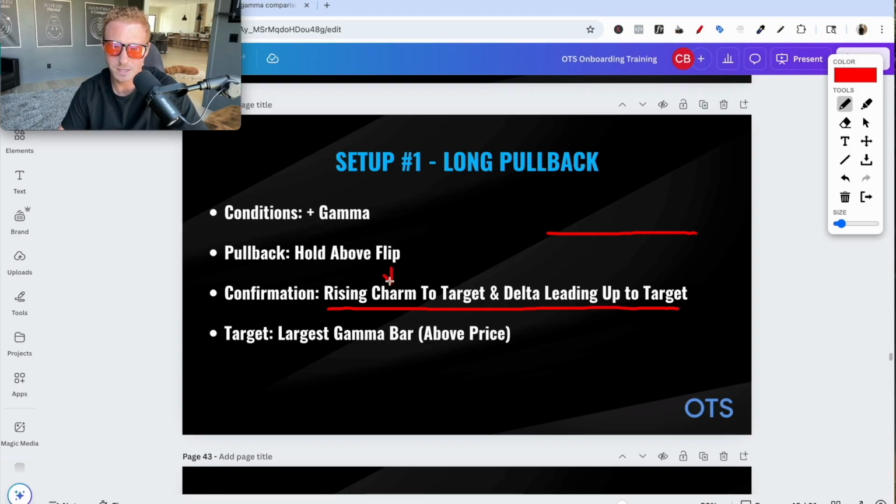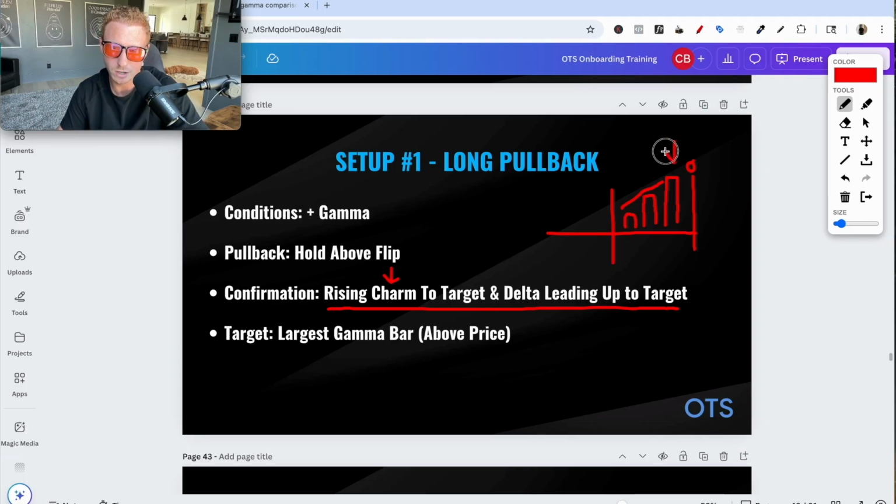Remember, this is time decay fuel. What we want to see is if price is right here, and we have a target, let's say up here, we want to see charm looking like this. This is like the perfect scenario. Kind of like raising the bar, I think it's Verizon that did that. We want to see something like this, rising charm.